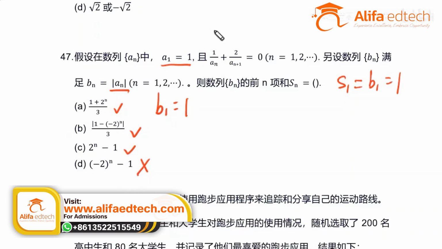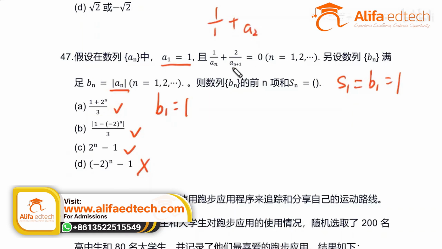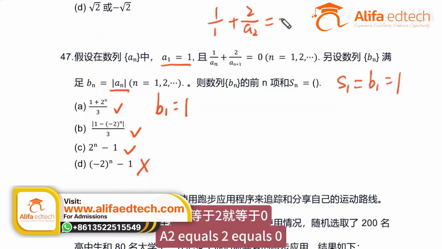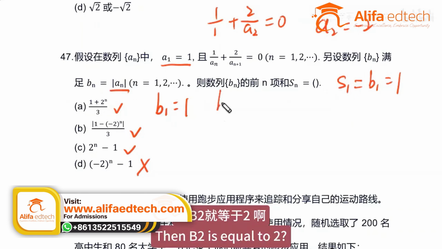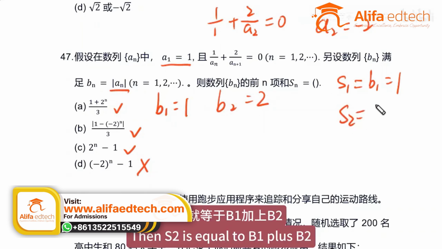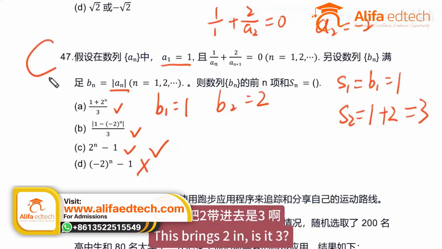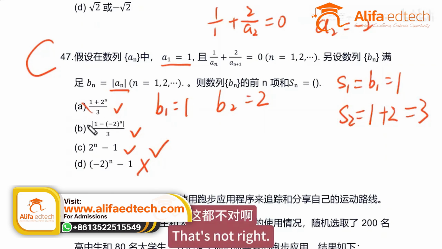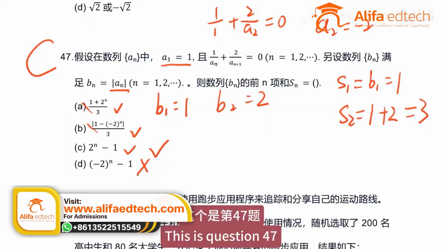Now let's substitute 2. Here it's 1 divided by 1 plus a2, and that equals 0, so a2 should be -2. If a2 is -2, then b2 is 2, right? So s2 equals b1 plus b2, which is 3. Let's see which one is 3. Only the third one, when you substitute 2, gives 3. The previous A and B are not correct. So we choose the third one. This is question 47.